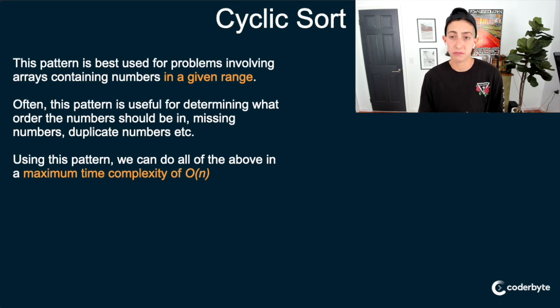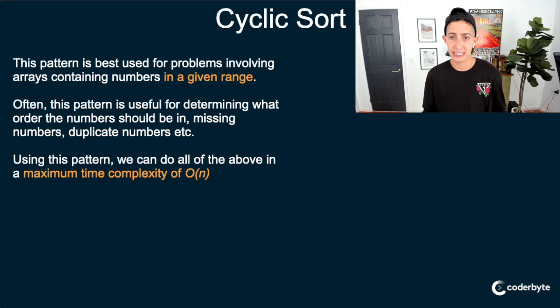Often this pattern is useful for determining what order the numbers should be in, missing numbers, duplicate numbers, etc. Using this pattern, we can do all of the above with a maximum time complexity of big O of n. So that's linear time, which is really valuable when you're doing any sort of sorting. Also, these problems will often ask you to solve the problem in place, meaning not using any other data structures, not generating any other space complexity, but rather only using the array passed in.